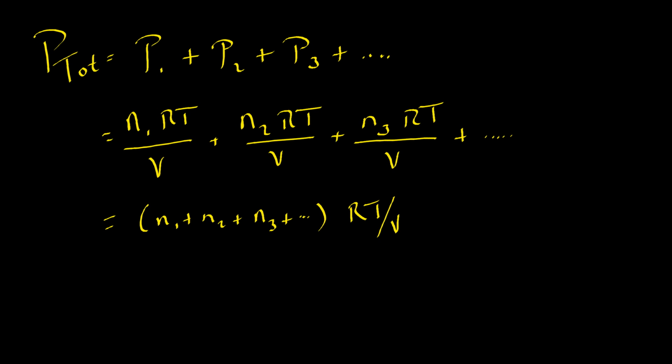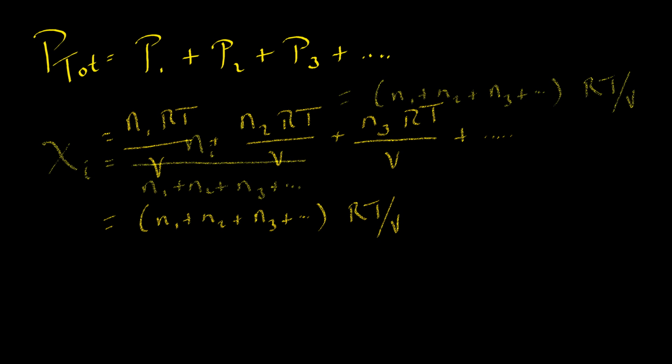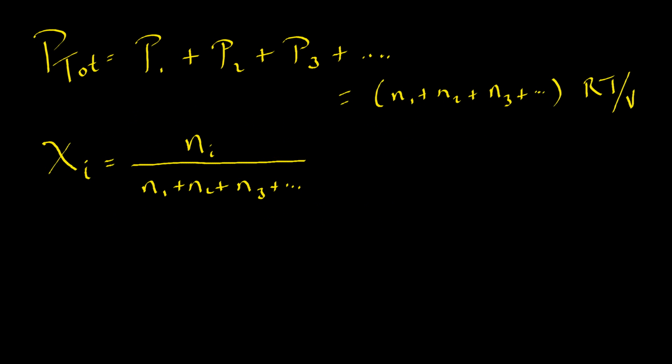Awesome. Now, let's go ahead and take a look at mole fraction. Chi sub i, the mole fraction for some substance, is the number of moles of that substance divided by moles 1 plus moles 2 plus moles 3 plus..., or the total number of moles. This is just the definition of mole fraction. Shouldn't be too heartbreaking for you. But this is where things get interesting. And by interesting, I mean not super interesting.